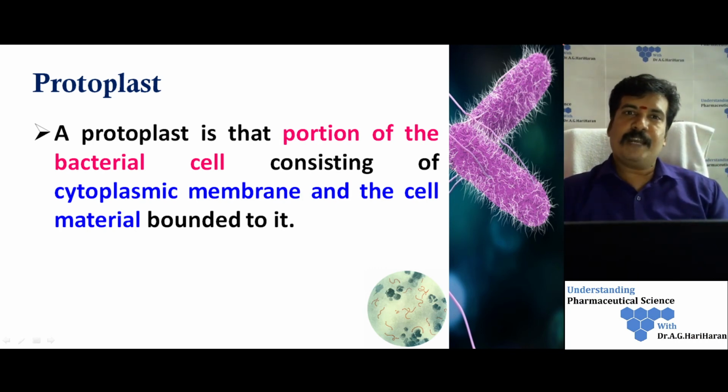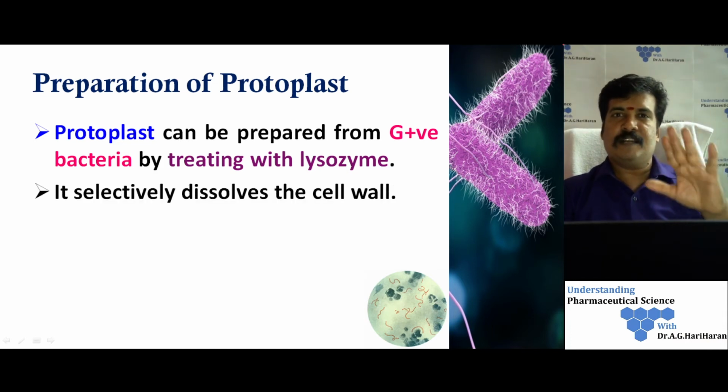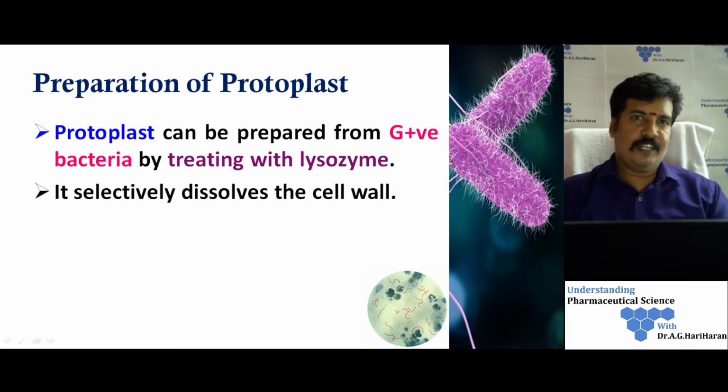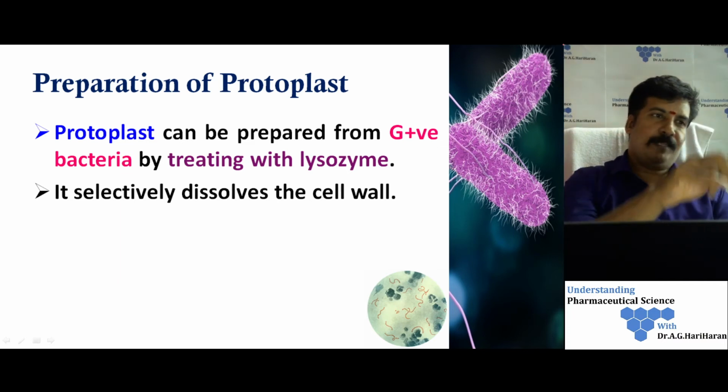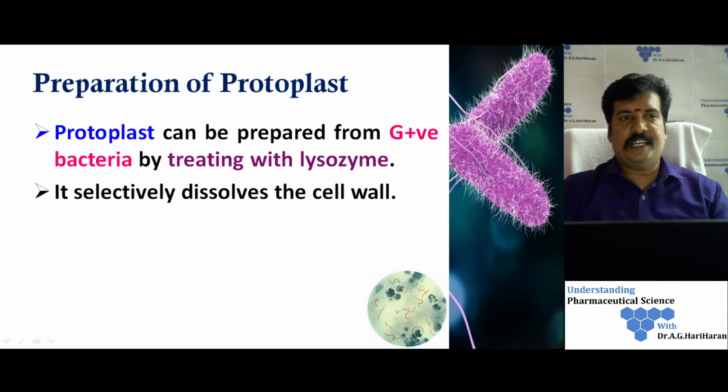We can prepare this protoplast only from gram-positive bacteria. So the gram-positive bacteria is basically made up of a cell wall which carries a peptidoglycan layer. If you treat with lysozyme, this cell wall gets dissolved. So we will get the protoplast, that is the cytoplasmic membrane with the cytoplasm inside carrying the other material.